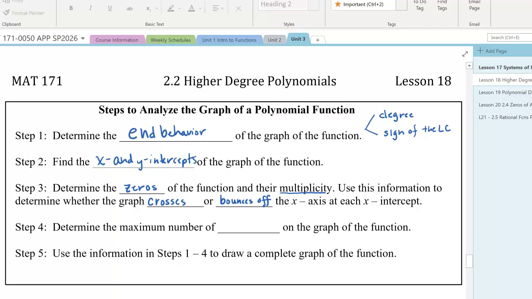at each x-intercept. You can also determine the number of maximum turning points. This just helps make sure that the graph is as accurate as it can be. And then you'll use these steps to draw a complete graph of the function. So let's work an example.